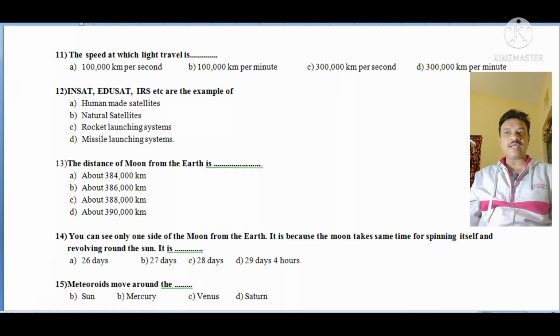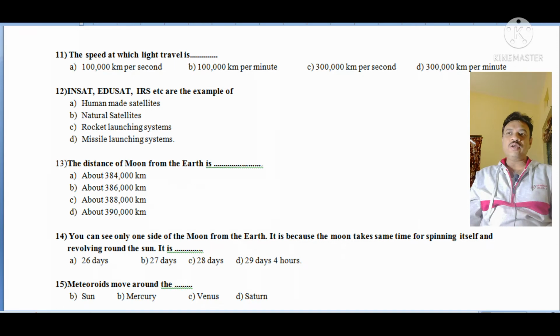Okay, next question, 13 number question, the distance of the moon from the earth is about dash. Whether it is about 384,000 kilometer, 386,000 kilometer, 388,000 kilometer, or 39,000 kilometer. Which one is the correct answer? What is the distance between the moon and the earth? It is 384,400 kilometer actually, so that should be taken as 384,000 kilometer. So A answer should be the correct one.